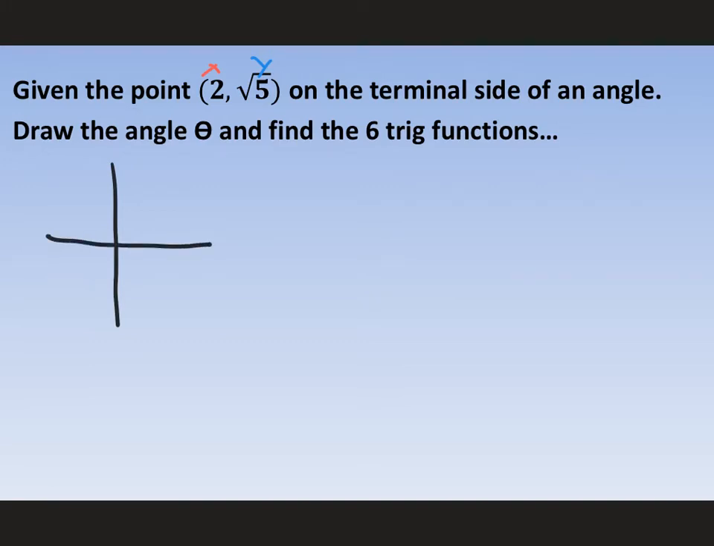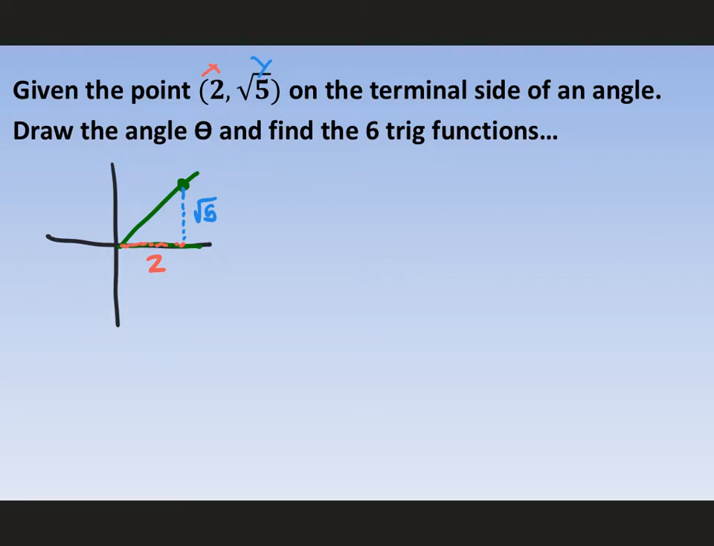Okay, 2, square root 5. Those are both positive, so we know we are in quadrant 1 somewhere. So we'll go ahead and draw our initial side there and our terminal side there, and we'll call this the point 2, square root 5, right about there. All right, so we know that our x value of our triangle is 2, and our y value of our triangle is square root of 5. Okay, so there's our right triangle right there.